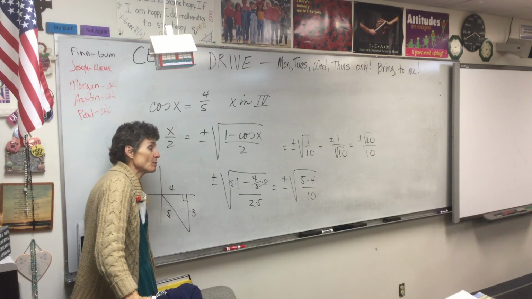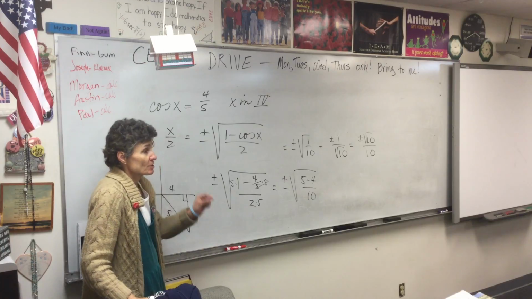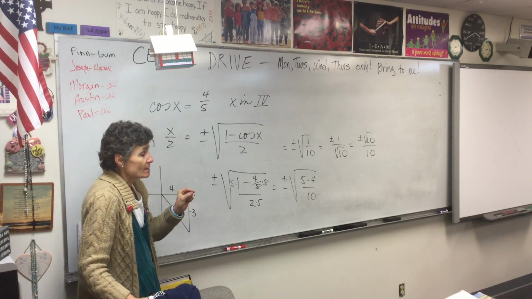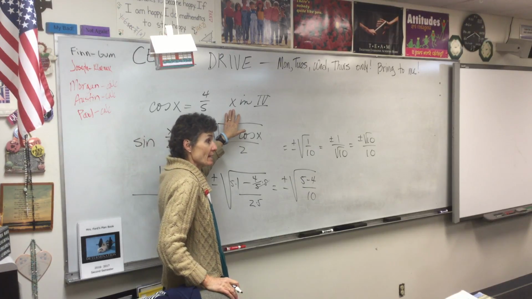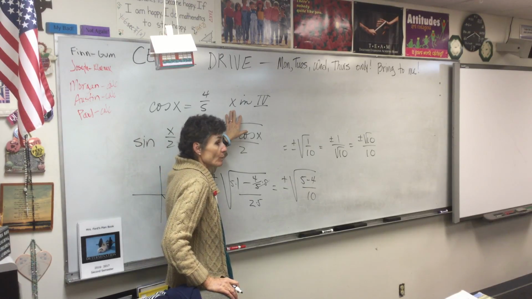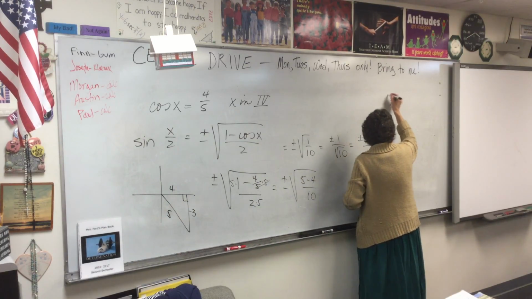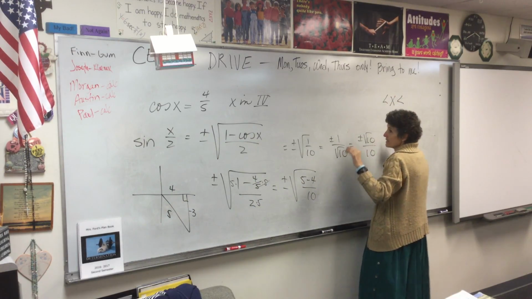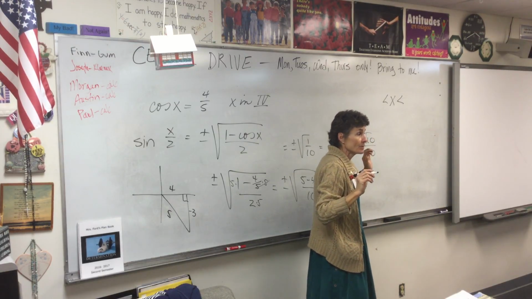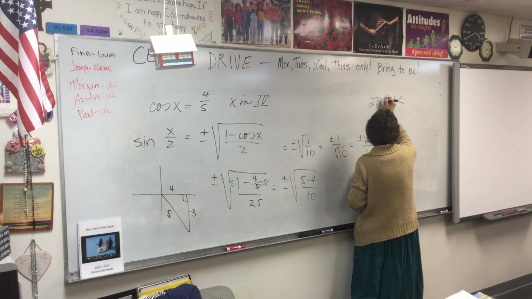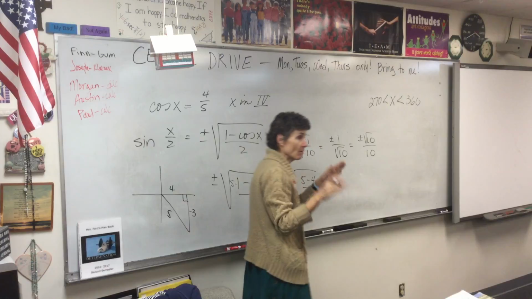Now, we have to decide whether we want the positive or the negative. It's not hard, but you have to stop a moment. Go back to the beginning. The original angle was in quadrant 4. That means it was between what? If it was in quadrant 4, it was between 270 and 360. Now that was given. You don't have to figure that out. That was given.